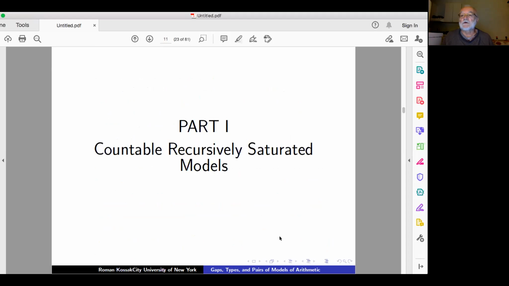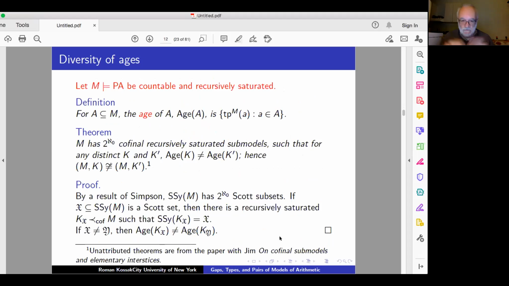Okay, so now part one. So to make notation a little easier, everything will be happening in a fixed, countable, recursively saturated model of PA. So M is fixed until further notice. Okay, and so I will discuss various constructions and diversity among elementary submodels of M.